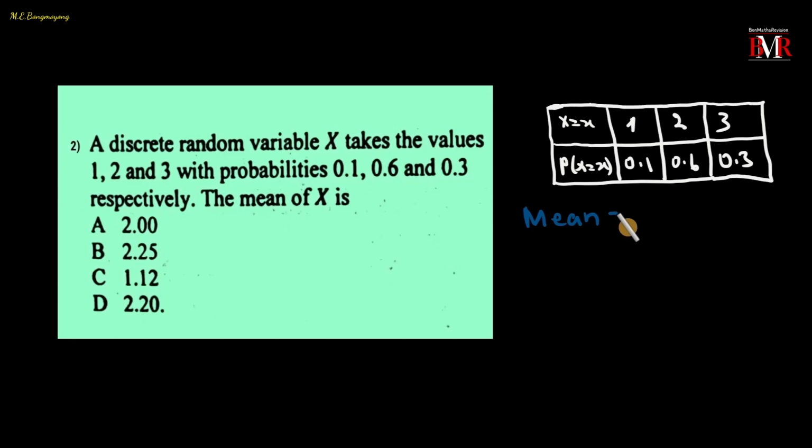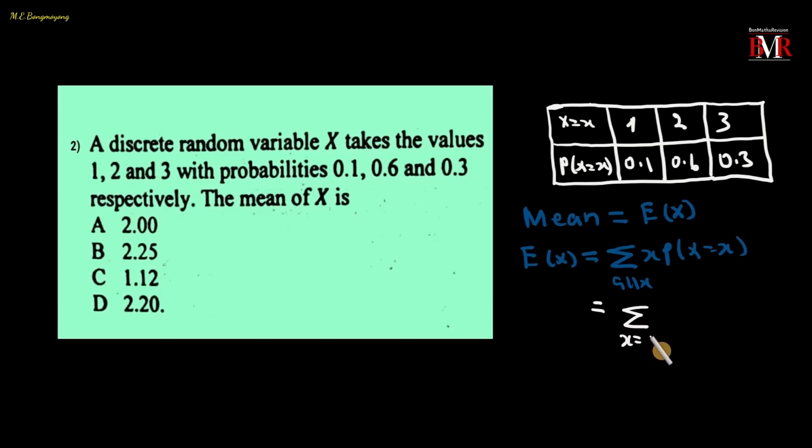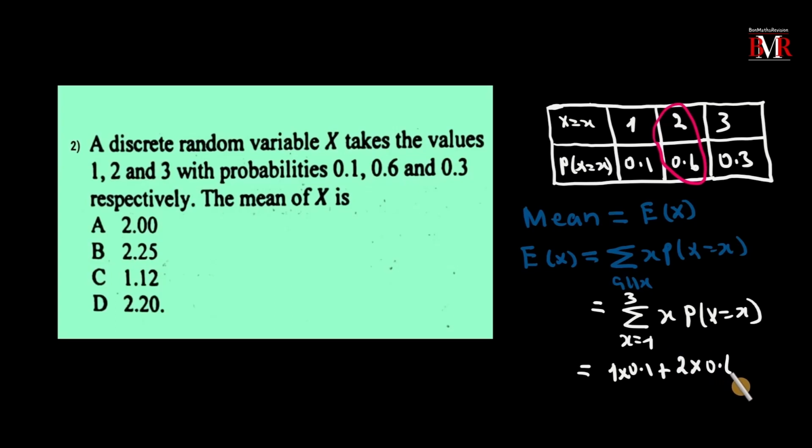You know, the mean of a discrete random variable is also the same as the expectation of that random variable. So to calculate the mean, we need to calculate the expectation of the random variable x. I know the expectation of the random variable x is gotten from the formula summation of x times the probability of x for all x. And in this case, we have the summation from x equals 1 to x equals 3 of x times the probability of x, which is 1 times 0.1 plus 2 times 0.6 plus 3 times 0.3. D is the right answer.